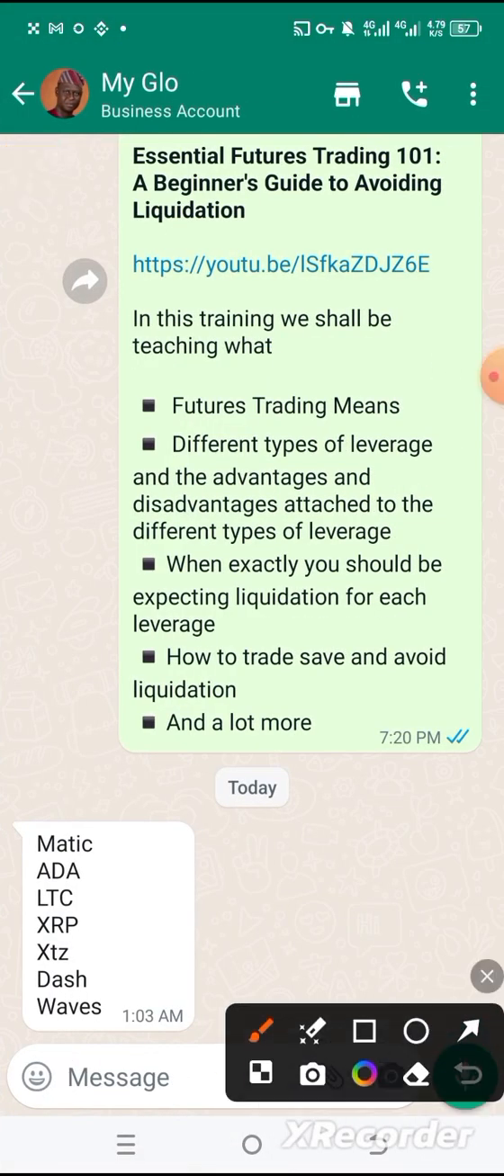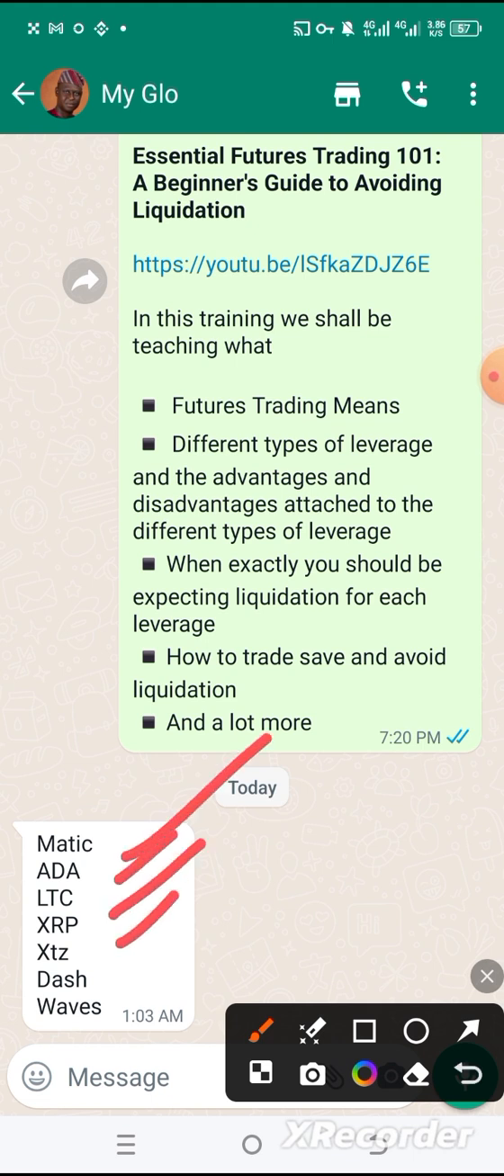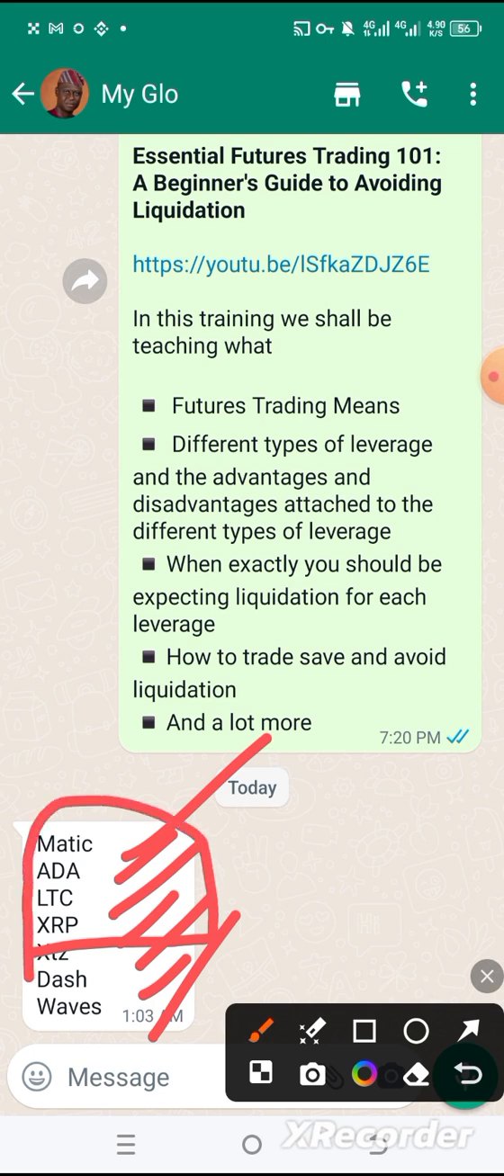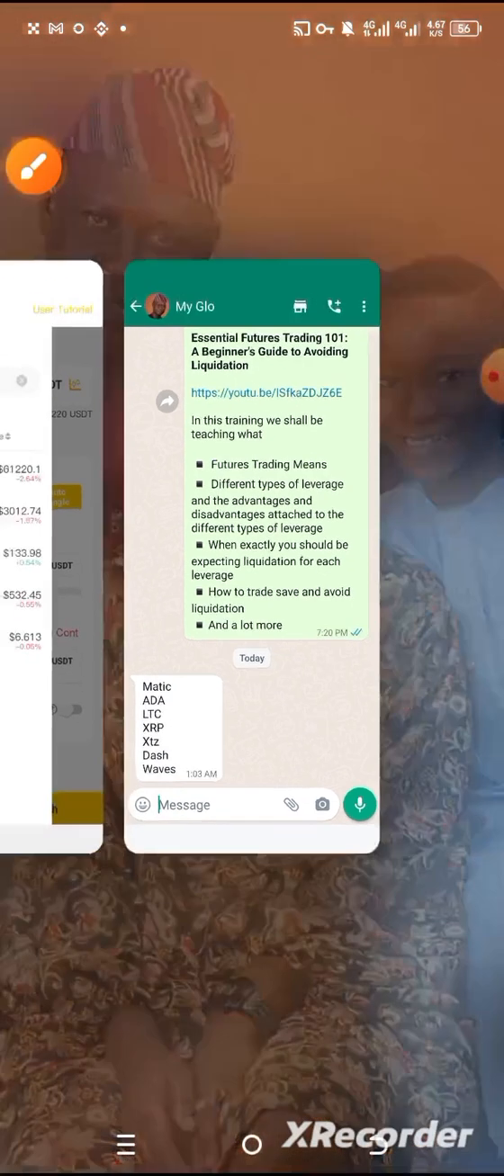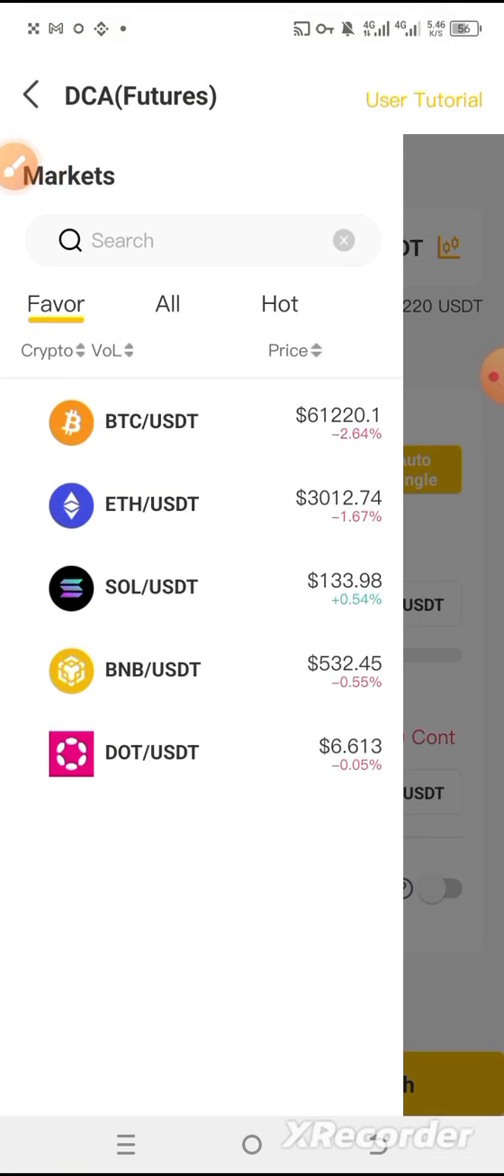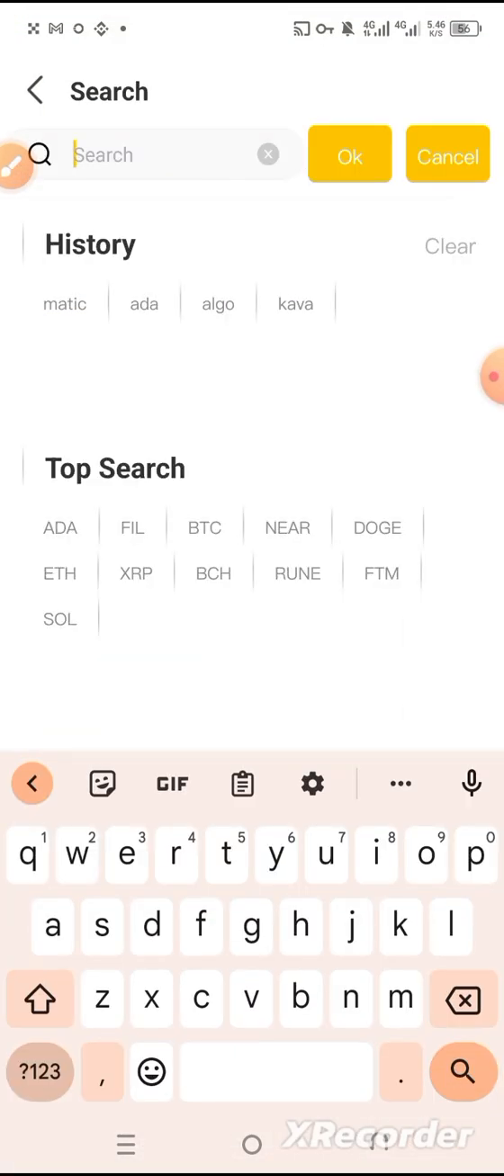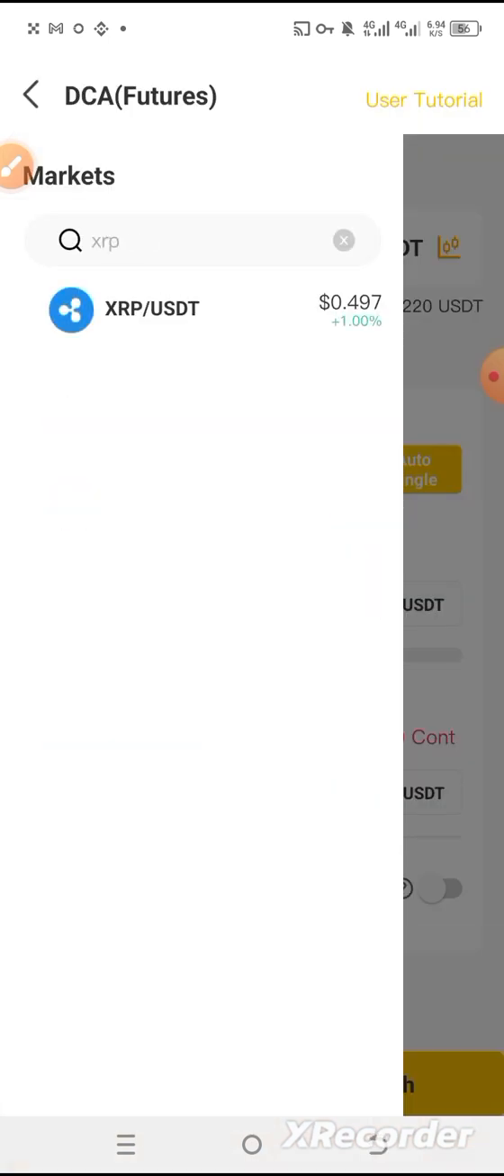Probably you want to choose this set of coins: Matic, ADA, Light, LTC, then XRP, XTZ, then Dash, then Waves. You can choose any of them, but I always love to choose from these four. Okay, I already have Matic, I already have ADA, then maybe Light or XRP. Let me try XRP. So I want to look for XRP. Okay, then I search, then it brings it.